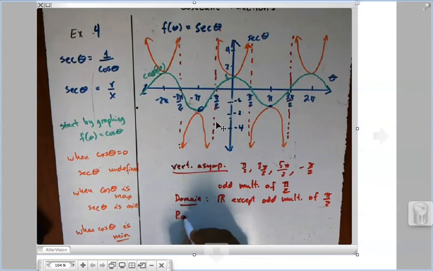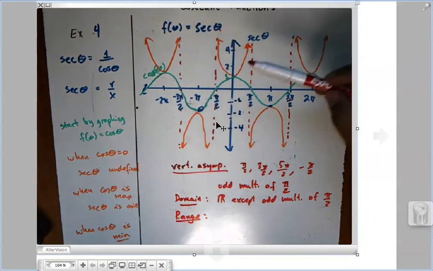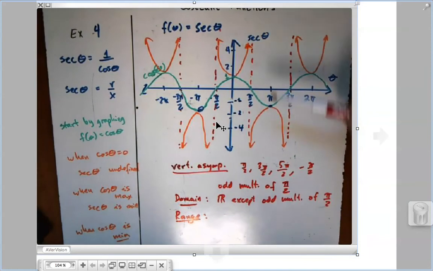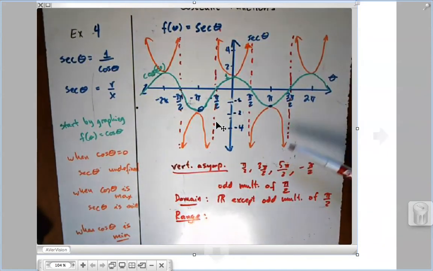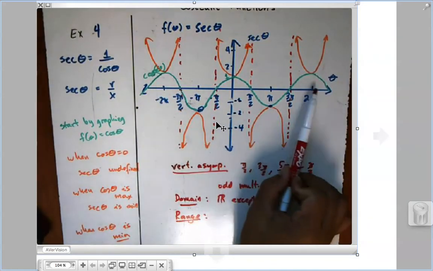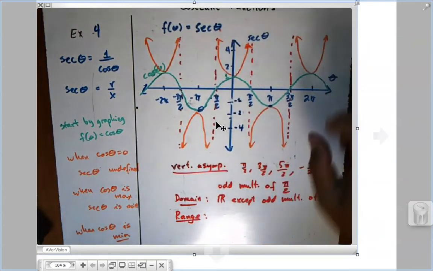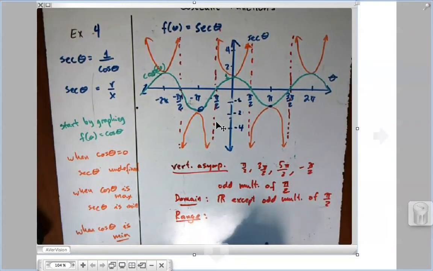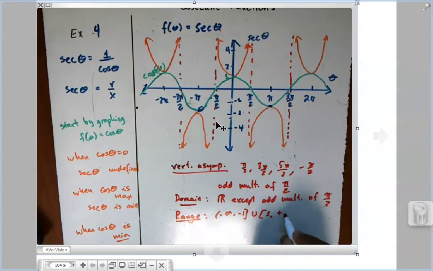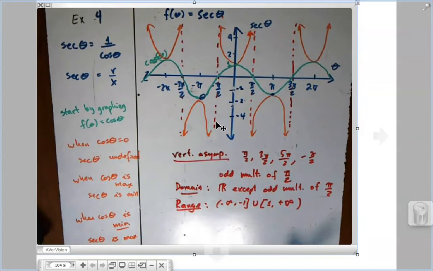The range, very similar to the range for cosecant, it's everything from 1 upwards and from -1 downwards. So there's sort of a gap here in the middle. See, there's a gap here where the secant function never really touches. So we can say that this is everything from -infinity to -1 inclusive, and everything from 1 to positive infinity. Okay. Not counting positive infinity, of course.